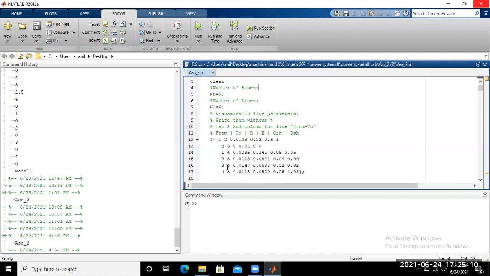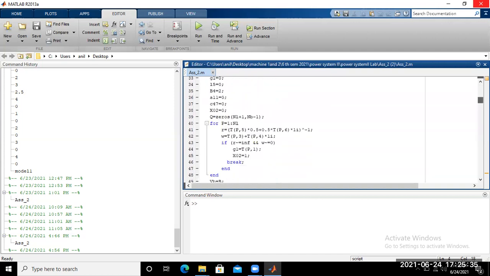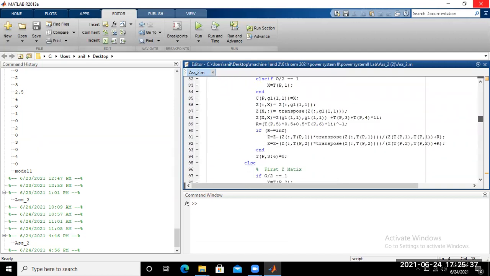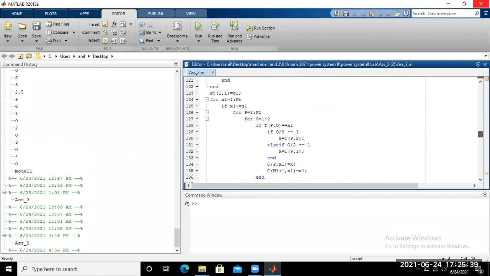So just put their resistance, reactance value and conductance and susceptance value. So this is your programming for the impedance matrix. So next, you run this program first. You run this program.